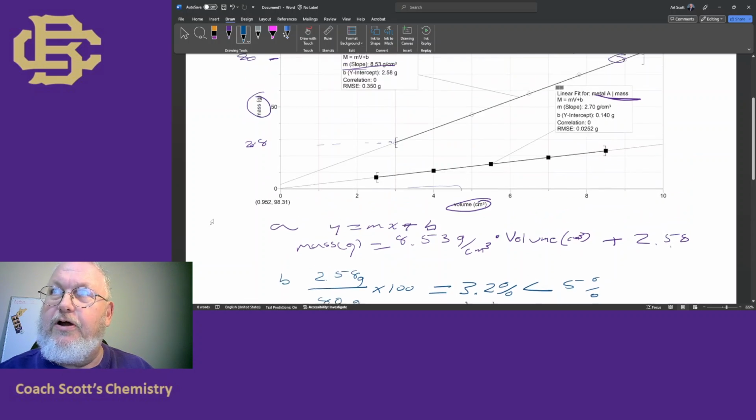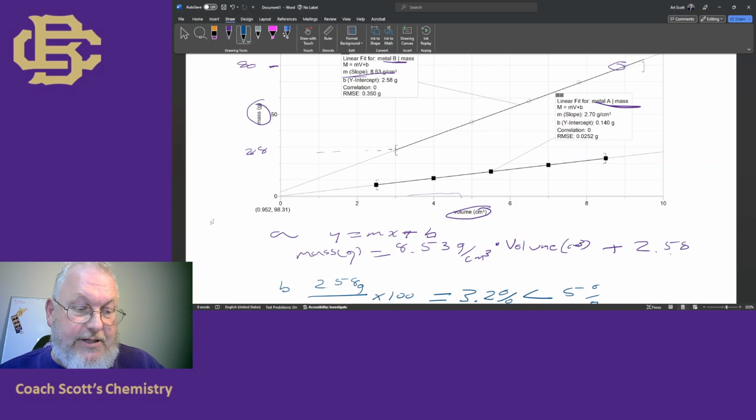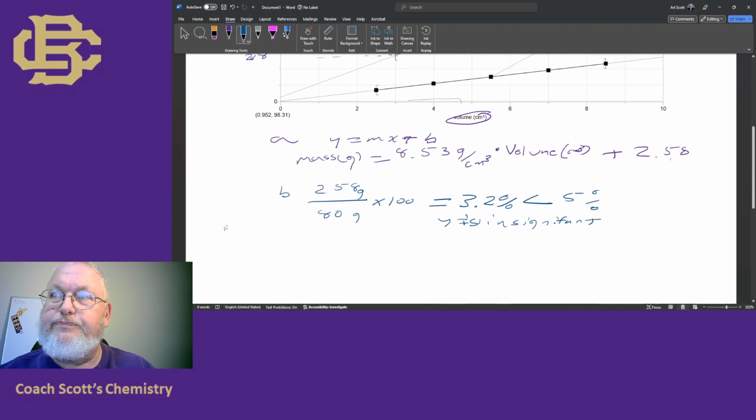Now, looking at this chart, what does the slope tell me? Well, slope is mass divided by volume, right? So that tells me the slope. If I look at B and I look at A, I can look at the slope. The slope on B is greater than the slope on A, right? Which means the density of B is greater than the density of A. And if you tell me that, that's all I need to know. B is more dense than A.